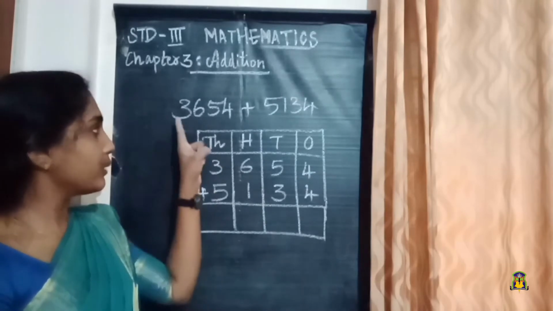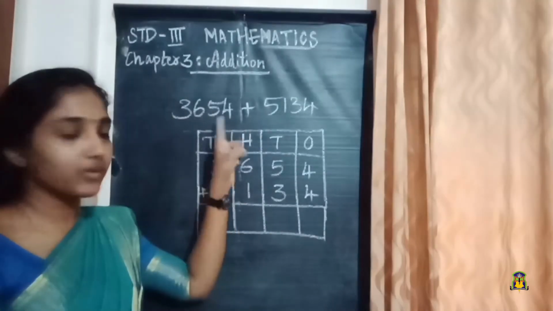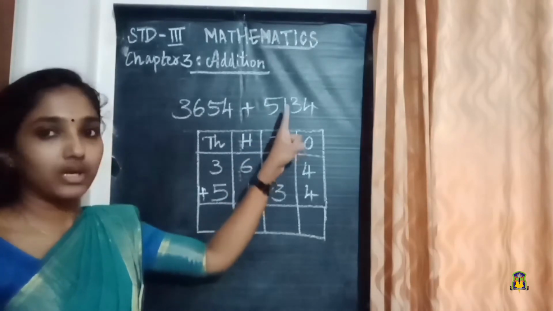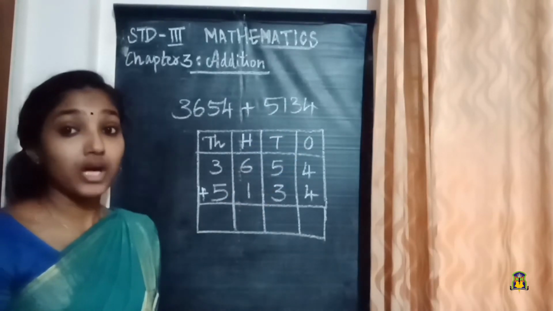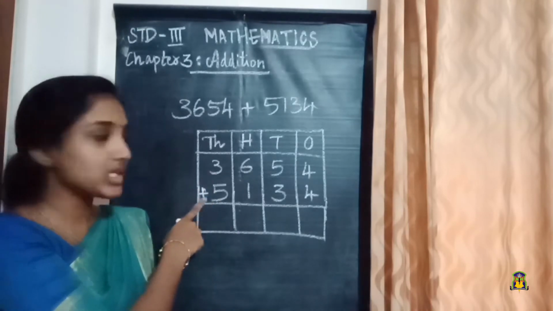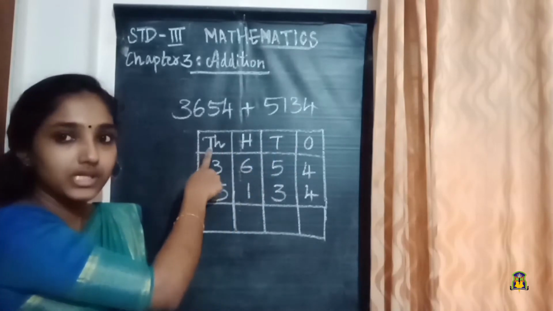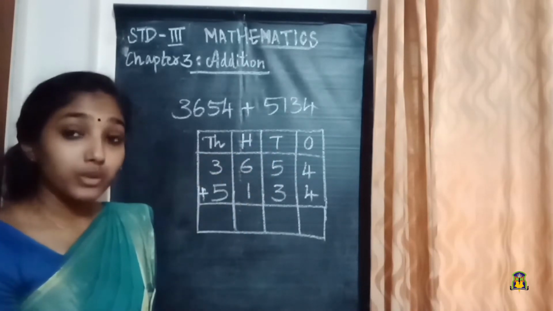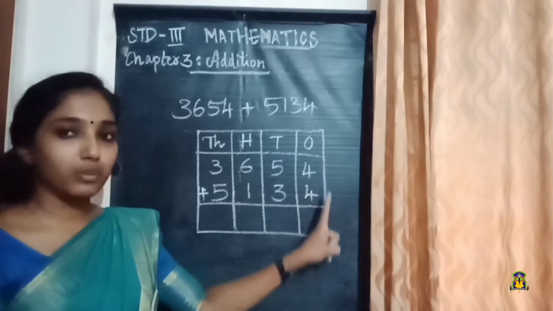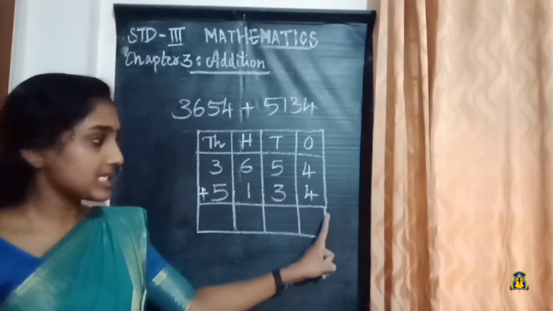So here we are given 2 4-digit numbers, 3654 and 5134. So we have to add these numbers. So here we have arranged them in our place value chart. It has 4 places: ones, tens, hundreds and thousands. And from where do we start our addition? From the ones place. We always start the addition from the ones place.